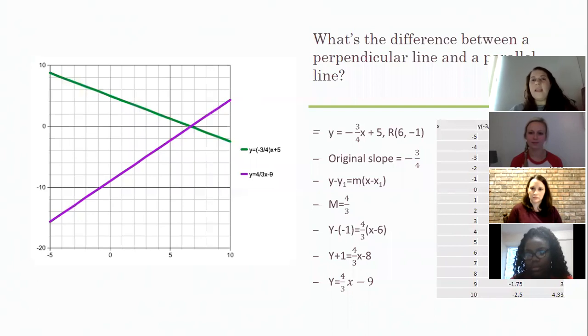The difference between that and a parallel line: a set of parallel lines are two lines that run right next to each other, like these two bold lines, for instance, on your coordinate plane. They run right next to each other, but they never touch or share any same point at any given time.